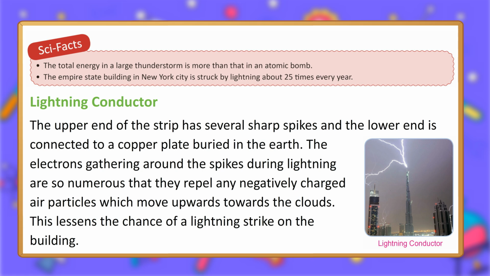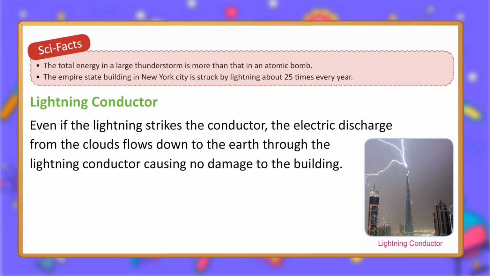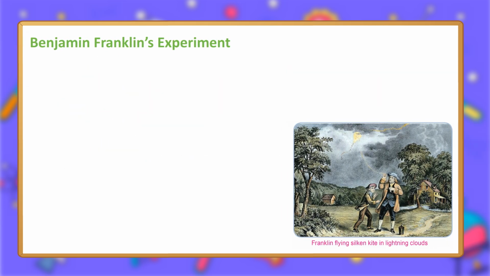The electrons gathering around the spikes during lightning are so numerous that they repel any negatively charged air particles which move upwards towards the clouds. This lessens the chance of a lightning strike on the building. Even if the lightning strikes the conductor, the electric discharge from the clouds flows down to the earth through the lightning conductor, causing no damage to the building.